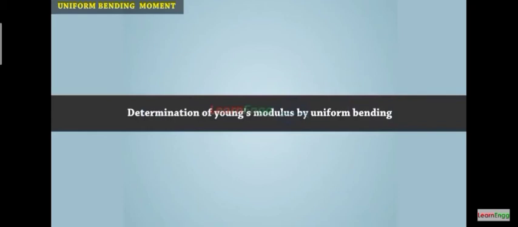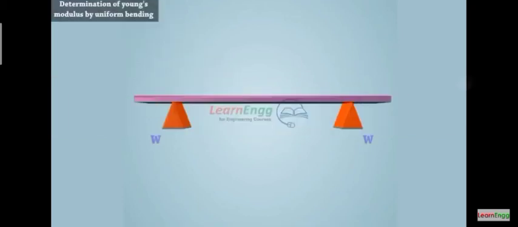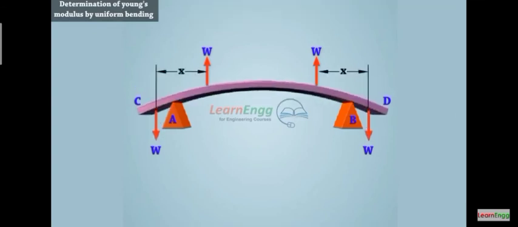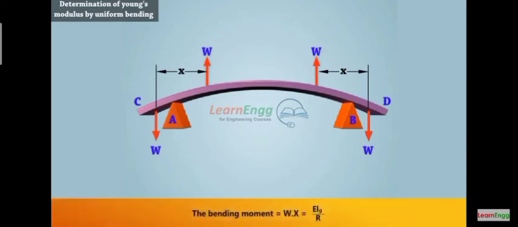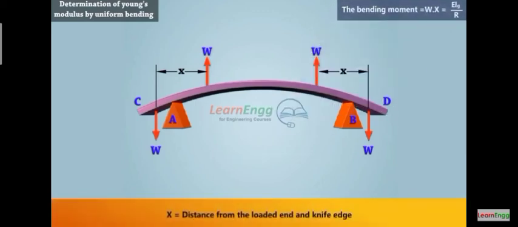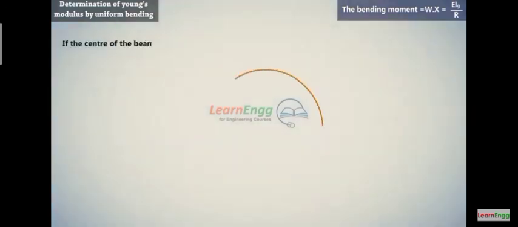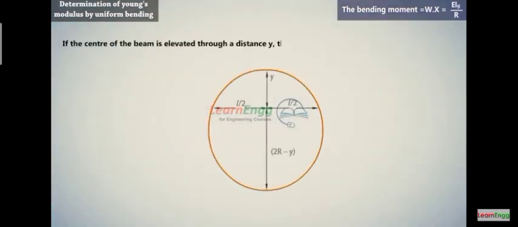Determination of Young's modulus by uniform bending. Here we consider the beam loaded at both ends with W, and the corresponding force is applied in the upward direction as W. The bending moment we can say W into x equals E into I g by R. So x is the distance from the loaded end to the knife edges. A and B are the knife edges there.